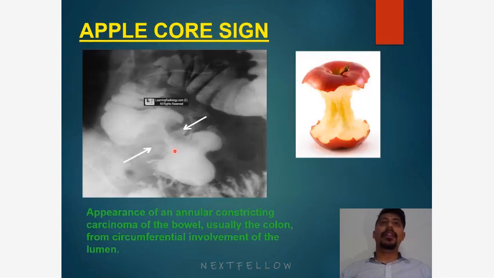Apple core sign. This is the appearance of annular constricting carcinomas of the bowel, usually the colon, from circumferential involvement of the lumen. Because the mass involves the circumferential bowel loop, it gives an annular lumen and the appearance of the apple core sign.